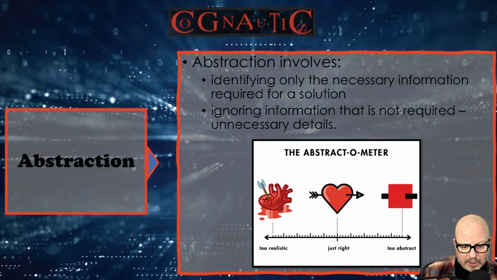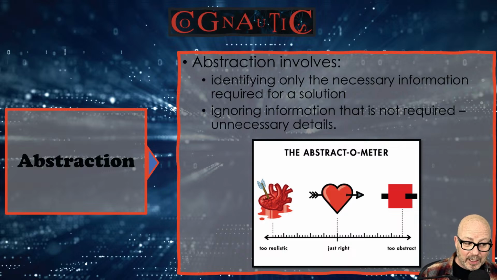Right. So the next part is, and this is kind of just cementing that really, the abstractometer, the diagram down there, it kind of tells you. So this idea of abstract, if you take a heart on the left-hand side, being shot by an arrow, I don't know why someone's got a broken heart here, but anyway, it's too realistic because there's blood and gore. The middle one, you can still see it's a heart, you can still see it's an arrow. The right-hand side one, it's too abstract.